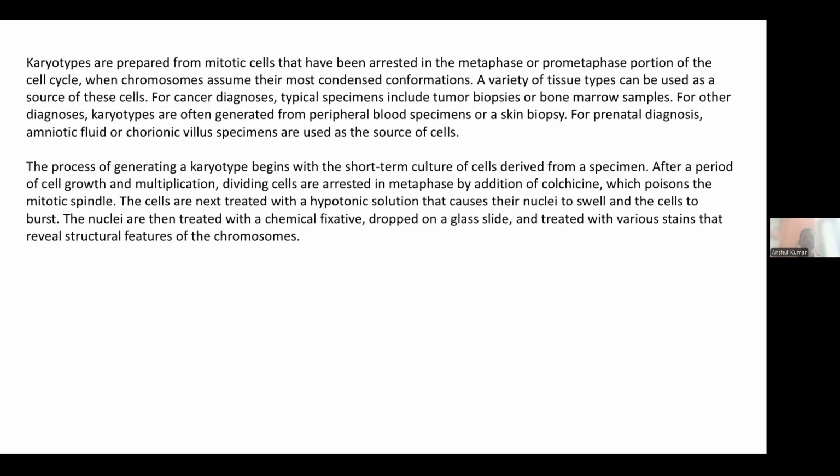Karyotypes are prepared from mitotic cells that have been arrested in the metaphase or prometaphase portion of the cell cycle, when chromosomes assume their most condensed conformations. A variety of tissue types can be used as a source of these cells for cancer diagnosis. Typical specimens include tumor biopsies or bone marrow samples. For other diagnoses, karyotypes are often generated from peripheral blood specimens or skin biopsy.